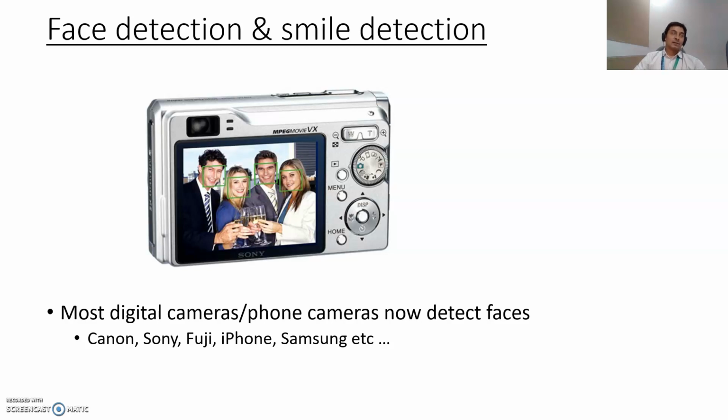I'm not sure if you've heard about this, but there's a camera, and I don't remember which brand it comes from. The idea is if you're taking a picture of a group of people, and some people in that image are not smiling, then the camera will wait to take a snapshot until everyone is smiling. So that's a very good idea.